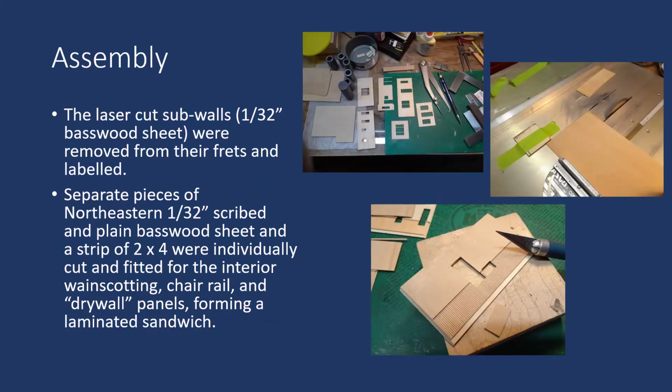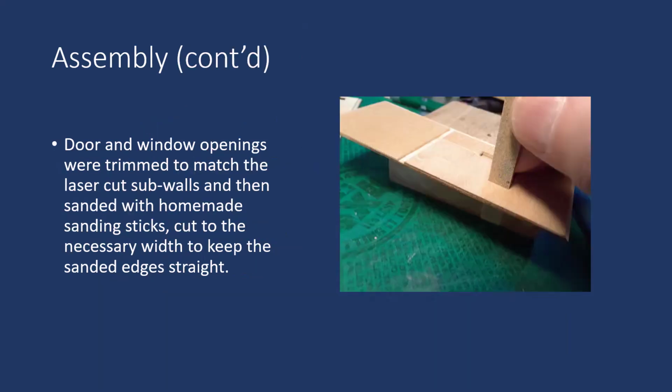Now for assembly, the laser cut subwalls were removed from their frets and labeled as to where they go. Separate pieces of Northeastern 1/32 scribed and plain basswood sheet and a strip of 2x4 to represent chair rail were individually cut and fitted for the interior wainscoting, chair rail, and drywall panels, forming a laminated sandwich. Now, the reason I did this is I simply forgot about the wainscoting when I did the original CAD files, and I thought it would just be easy enough to cut these parts to fit.